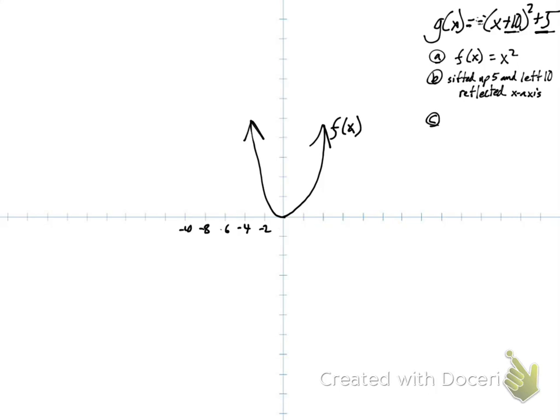10 to the left, and up 5. 2, 4, 5. Again, count by 2s here. And so here is my new vertex, right? Because I've moved the vertex, which used to be at 0, 0, left 10, up 5.